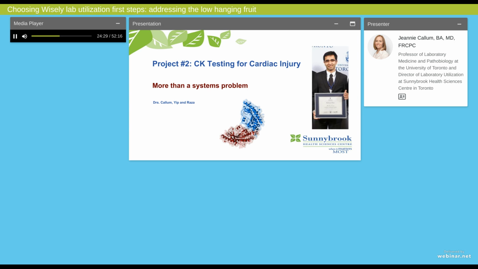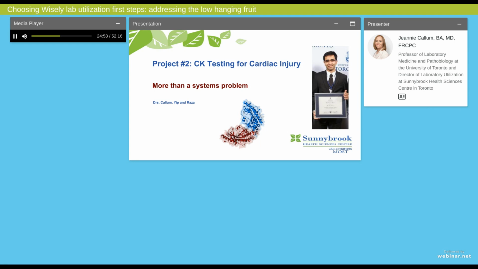Okay. So that was the really easy one. The second one was trying to get rid of the CK for cardiac injury. This was much more, it was partly a systems problem, but a lot of the doctors, particularly our cardiologists and some of our cardiac surgeons and cardiovascular intensivists, still loved this test. And so this created a little bit more work.